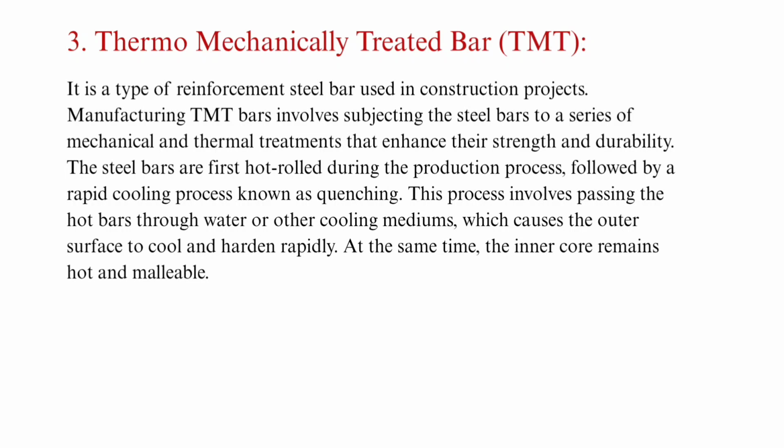The steel bars are first hot rolled during the production process, followed by a rapid cooling process known as quenching. This process involves passing the hot bars through water or other cooling mediums, which causes the outer surface to cool and harden rapidly. At the same time, the inner core remains hot and malleable.